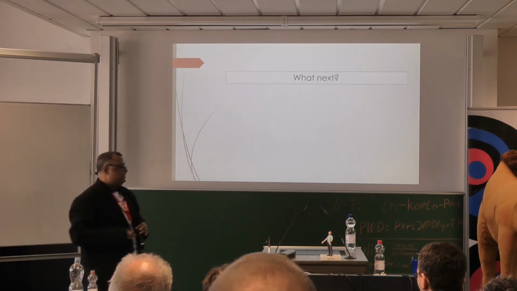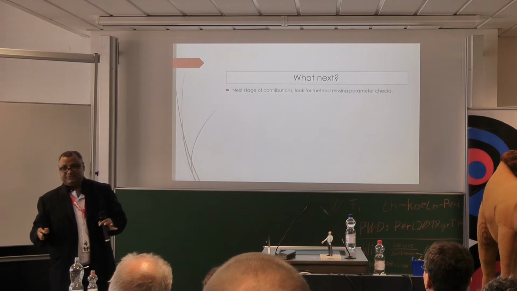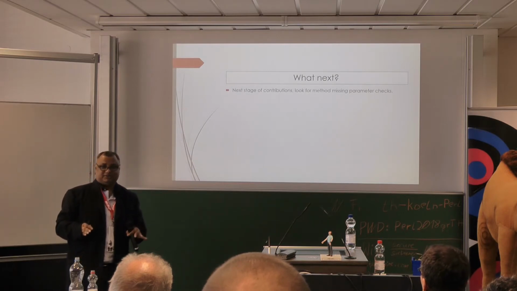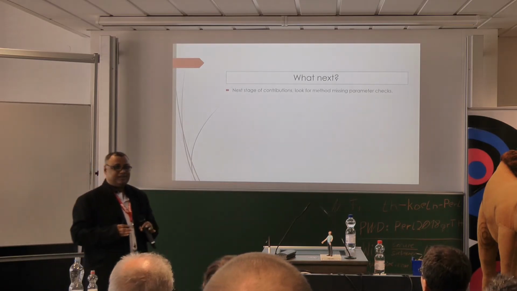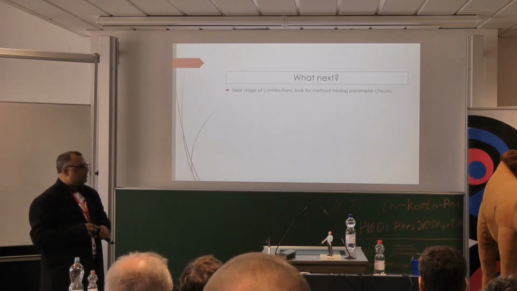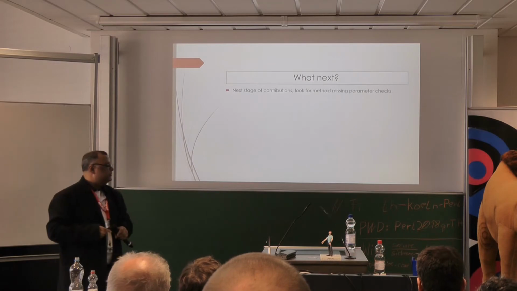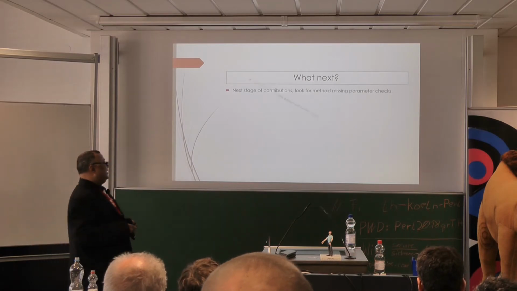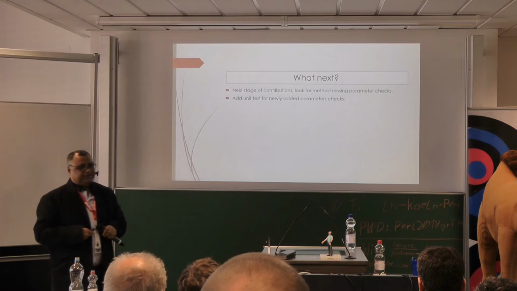And then once I've done all this, I say now it is time for me to hack the code. How do you start hacking? Okay. As I said, I start with the missing parameter checks, and then start adding a unit test.